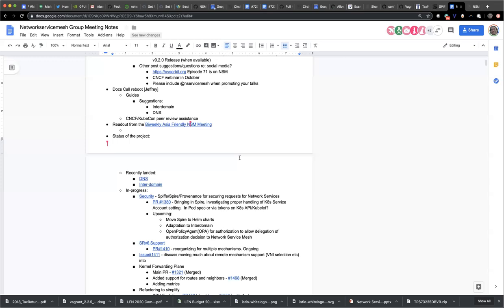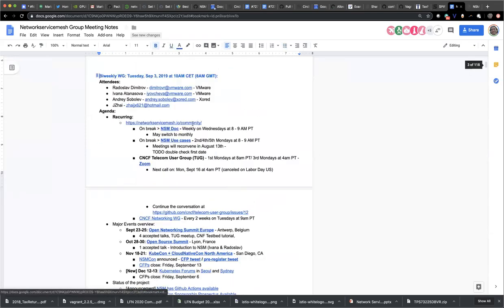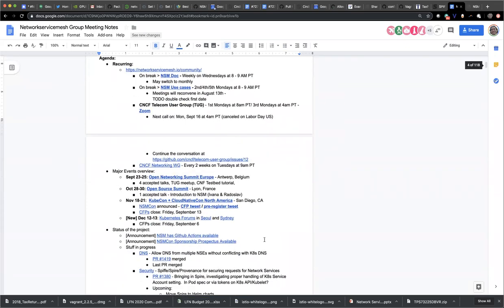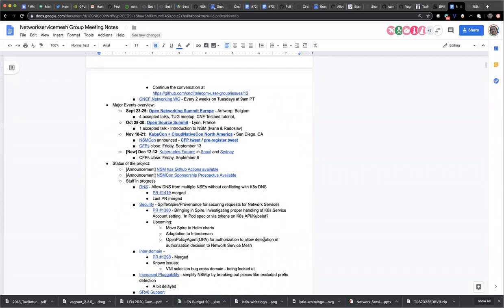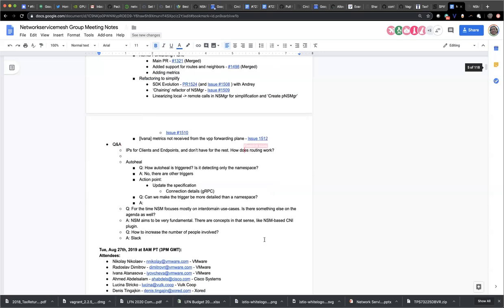Cool. Sorry, back to the biweekly Asia-friendly readout. Great. So let me jump up to the current one. They also added, let me see if I can find the right location. Okay, so the biweekly announcements included a set of Q&As that they added to the bottom. So we should probably get to them.